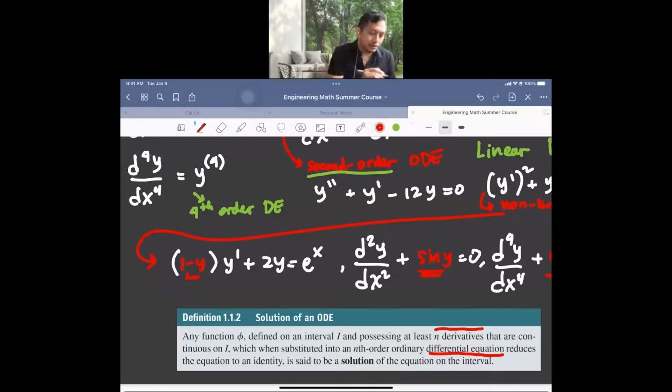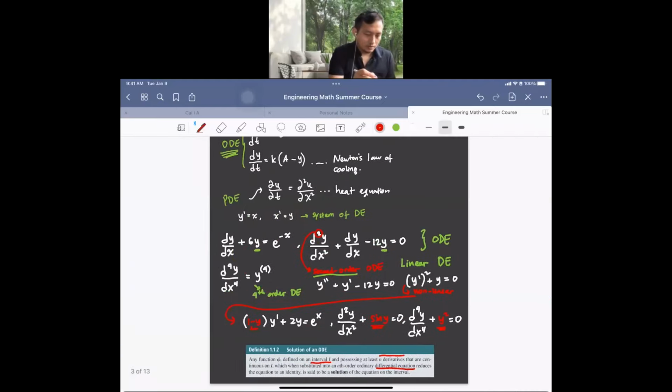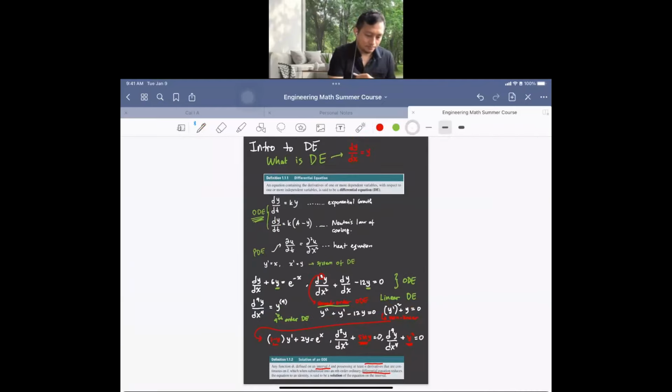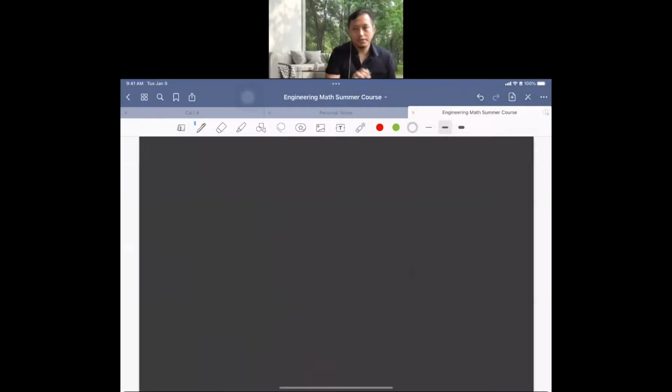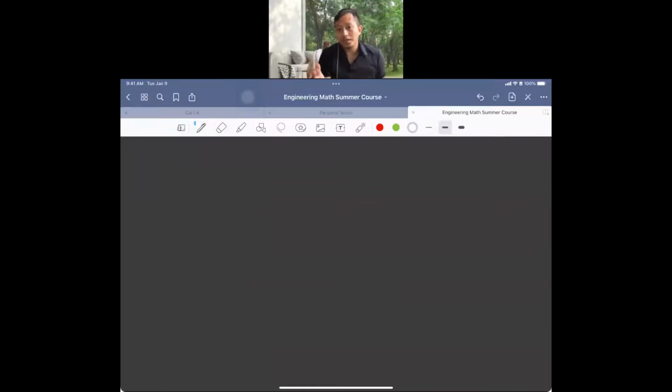So aside from the solution, we also need to think about the interval. Let me give you an example or illustrations of how this works.